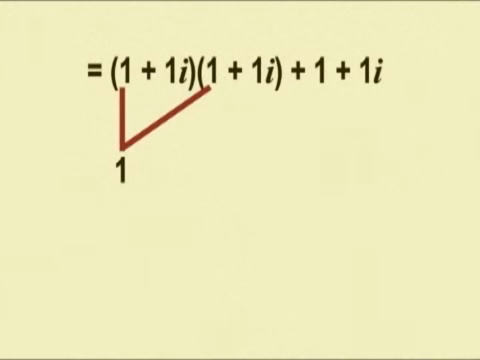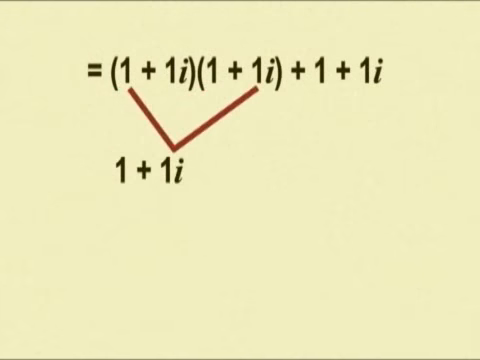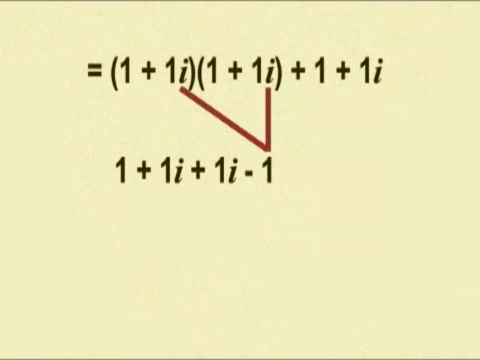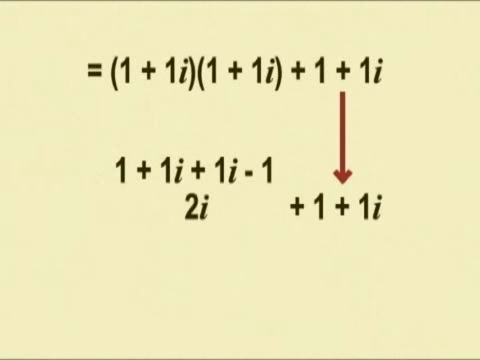Watch. 1 times 1 equals 1, and 1 times 1i equals 1i, and 1i times 1 equals 1i, and 1i times 1i equals negative 1. Remember, i represents the square root of negative 1, so its square is negative 1. Add up the terms, and the sum is 2i. We still have to add back the original number 1 plus 1i, and find that our first output for the function is 1 plus 3i.